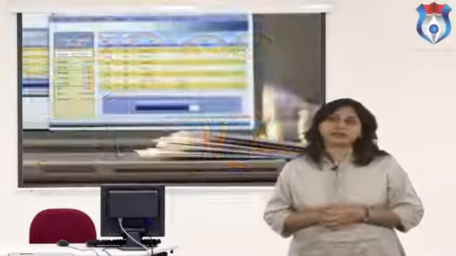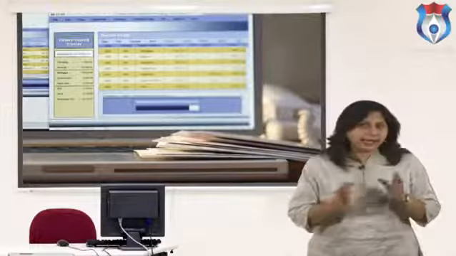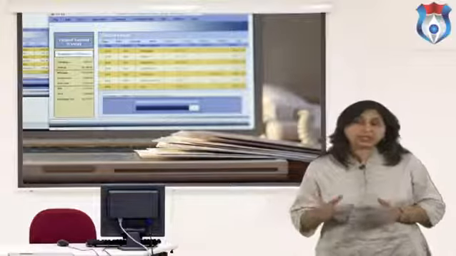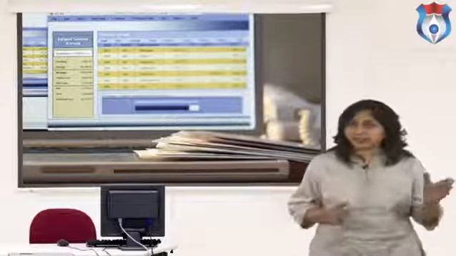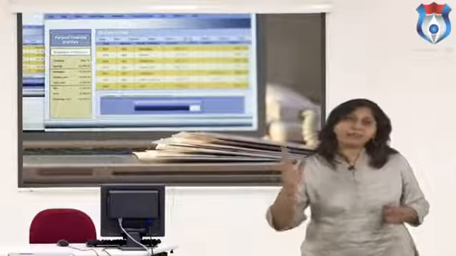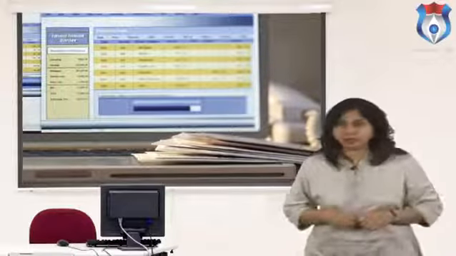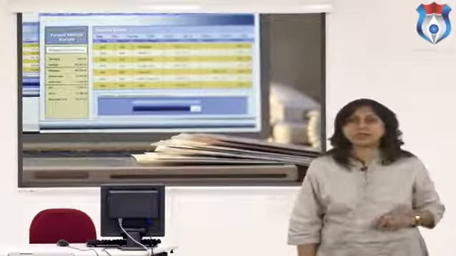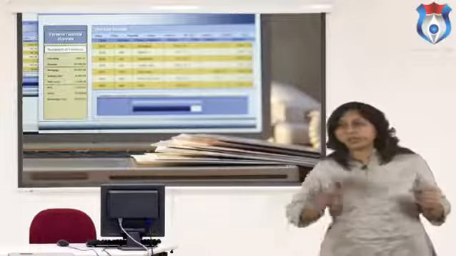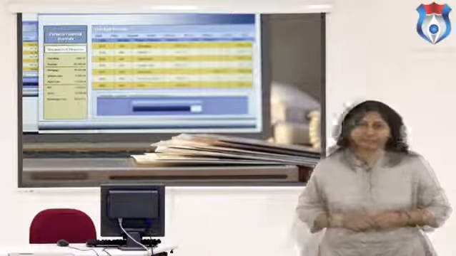Attribution of electronic records. Section 11. An electronic record shall be attributed to the originator if it was sent by the originator himself, by a person who had the authority to act on behalf of the originator in respect of that electronic record, or by an information system programmed by or on behalf of the originator to operate automatically.